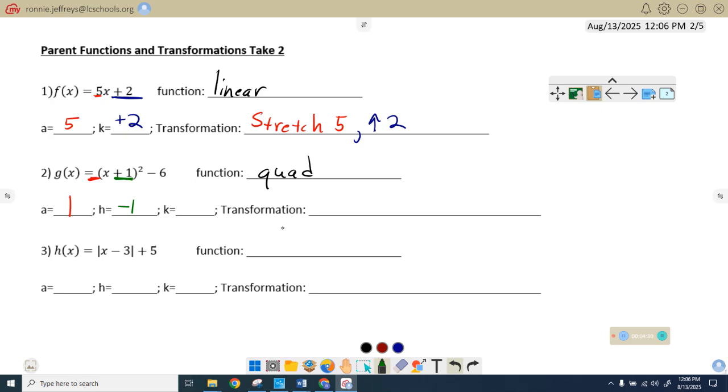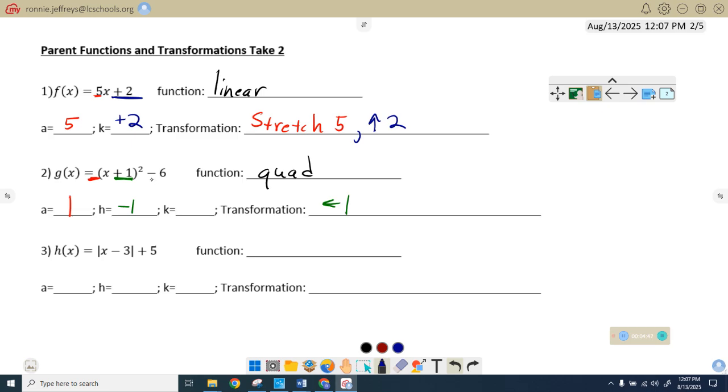Now, when our H value is a negative, this goes like Beyonce, to the left, 1. To the left, to the left. If I bought it, please don't touch.